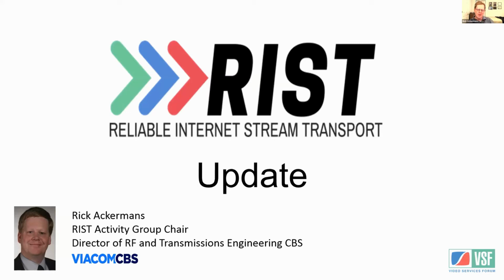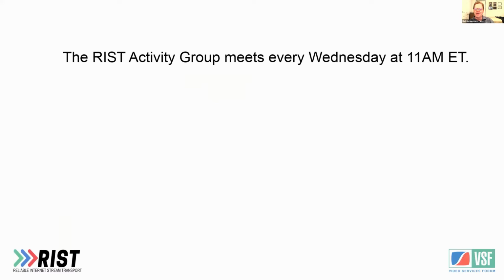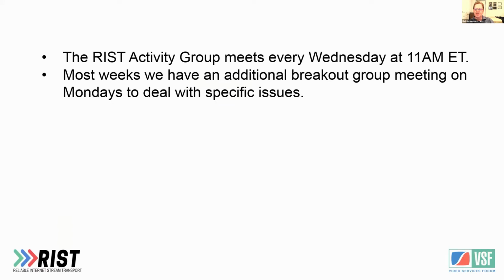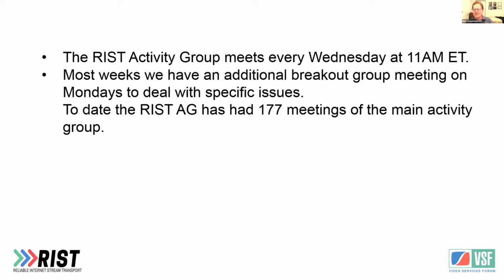All righty. So I'll make this quick. This is just a quick update because I only have 5 minutes. For RIST tutorials, there's plenty of other papers and plenty of booths to go to. The RIST activity group meets every Wednesday at 11 a.m. Most weeks we have an additional breakout group meeting on Mondays to deal with specific topics that we assign as needed. To date, the main activity group has had 177 meetings. So we've been meeting for 3 years and gotten quite a bit of work done. And like I said, this is just the main group. It doesn't include any of the breakouts.